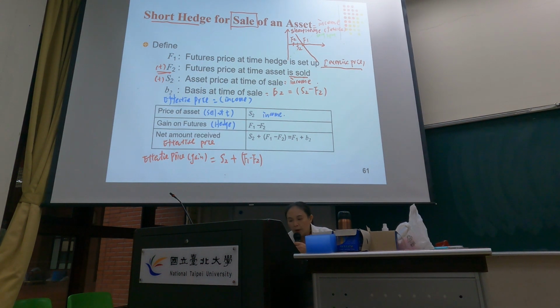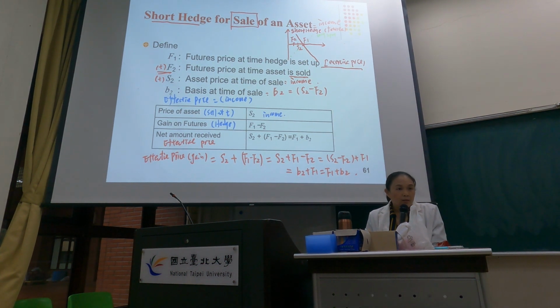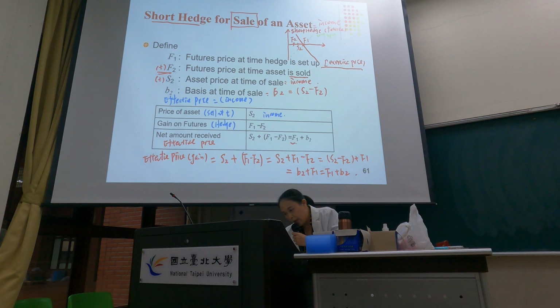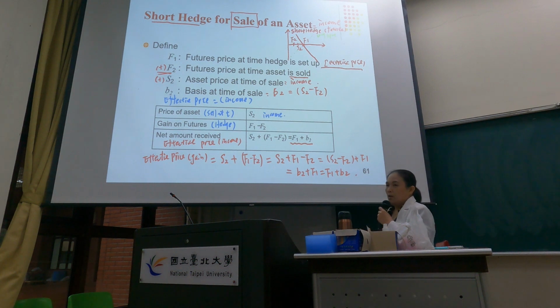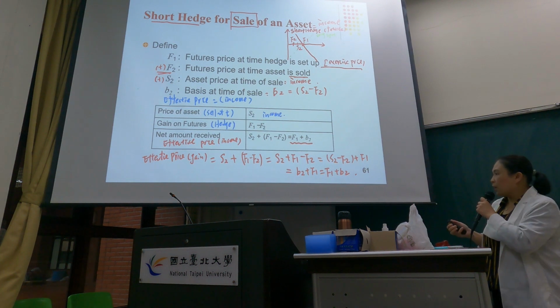Okay. Now, open the brackets. Becomes S2 plus F1 minus F2. You can rearrange, becomes S2 minus F2 plus F1, right? So becomes B2 plus F1 or F1 plus B2. Did you find it's actually the same formula? Right? Okay, you have to remember this by heart, okay? Actually, the same formula, but it's an income. Okay, for the long hedge and the short hedge, most important is this formula.